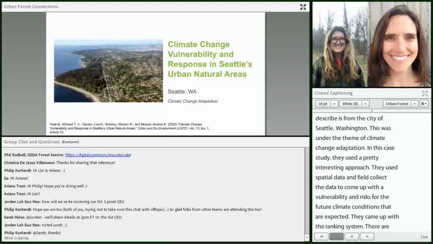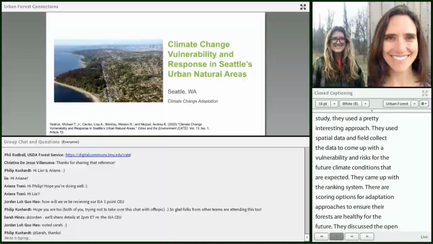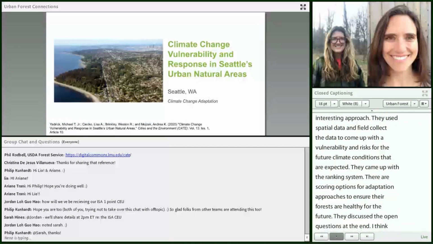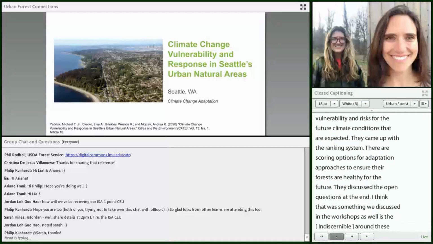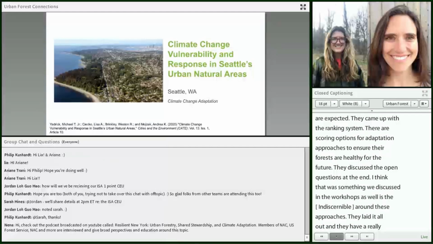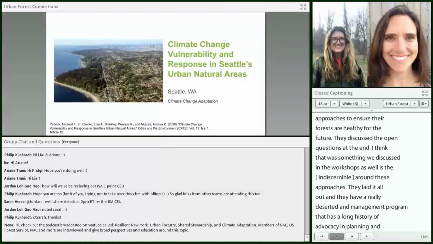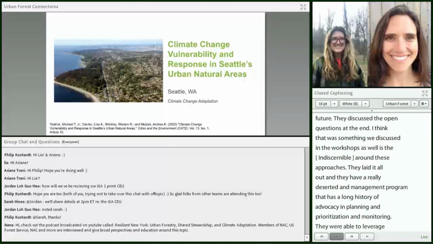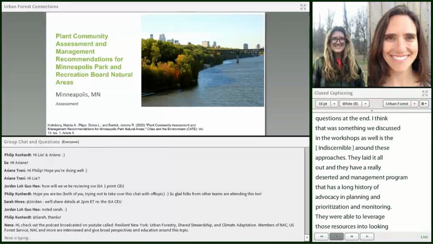And so they discussed their open questions at the end, and I think that was something we discussed a lot in the workshop as well, the uncertainty around some of these climate adaptation approaches. And so they lay that all out there, and they have a really sophisticated management program in that city that has had a long history of advocacy and planning and prioritization and monitoring. And so they were able to really leverage those resources into looking into the future and how to manage and adapt their forest for future climate conditions.